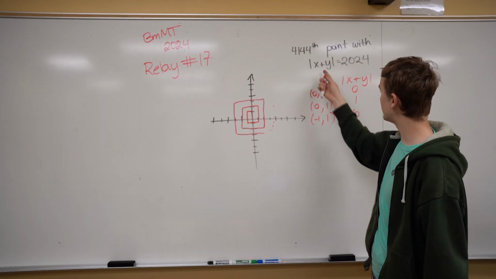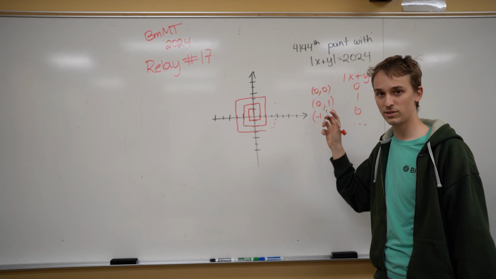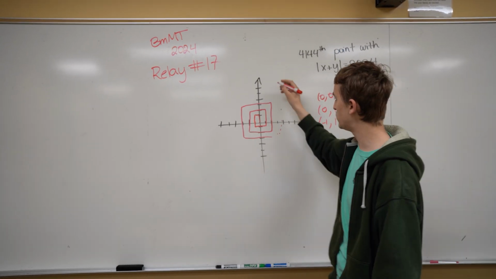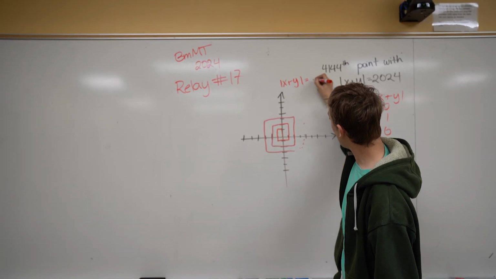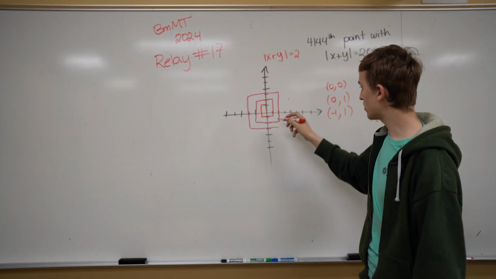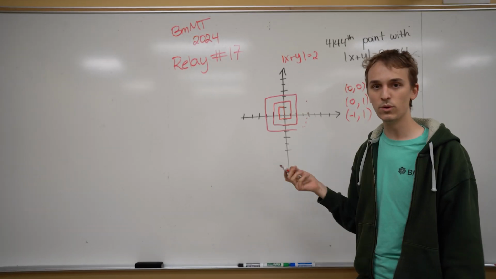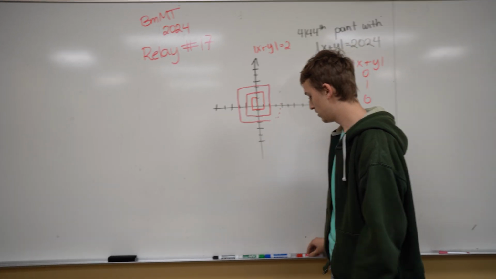So instead of trying to tackle this right away, it might be beneficial to explore what happens if we replace 2024 with a smaller number. In this case, I like 2. So let's see what happens when the absolute value of x plus y is equal to 2. We can just trace along the path and note the points at which the sum of the x and y coordinates has absolute value 2.